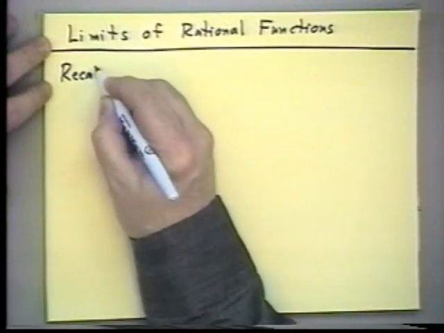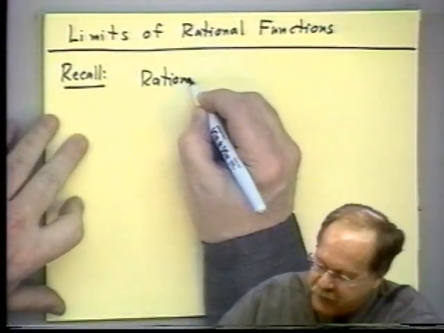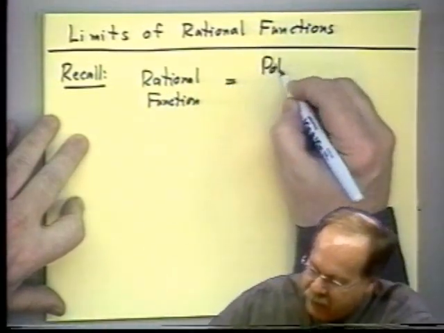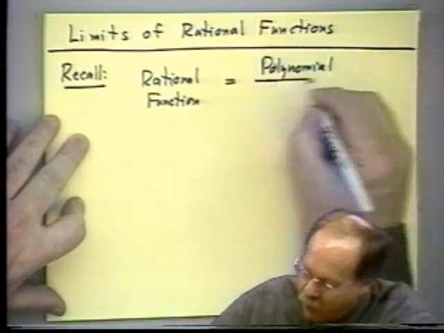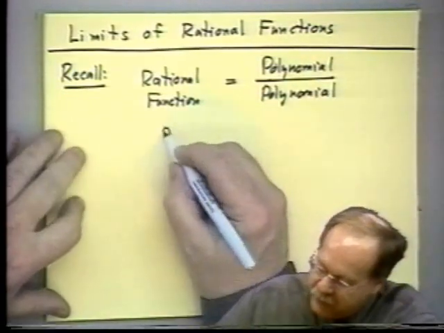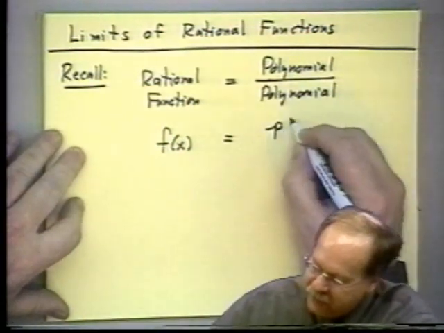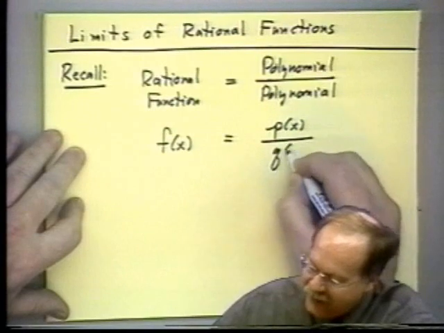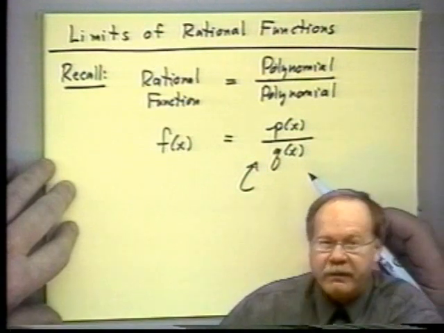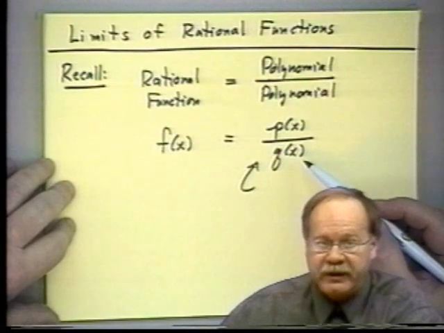So, to begin, let's recall what a rational function is. Just to be absolutely clear, a rational function is equal to a polynomial over another polynomial. So if you write it out using functional notation, if I call the rational function f of x, I can think of it as a polynomial p of x over another polynomial q of x. And once I've got it written that way, I realize a couple of things.